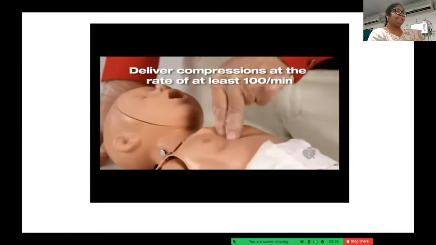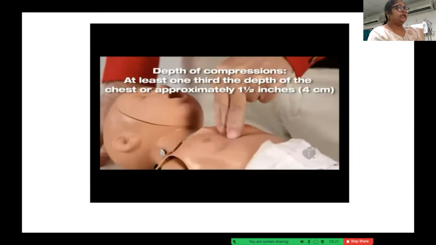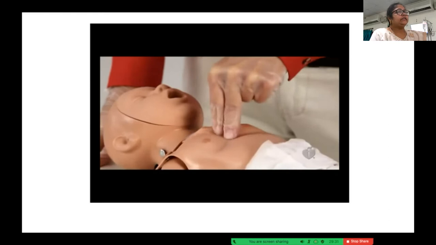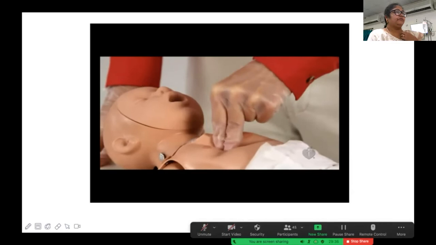So this is the old method, where they were saying two fingers are enough for giving infant CPR. This is around one finger breadth below the nipple area. As you see, he's putting his two fingers and compressing using the sternum as the fulcrum.